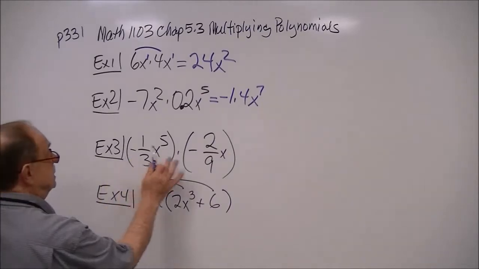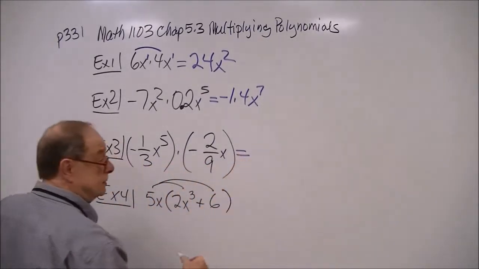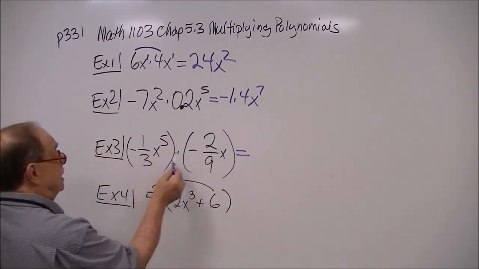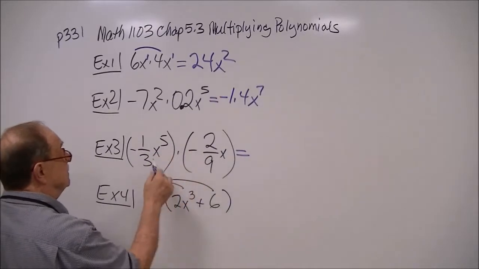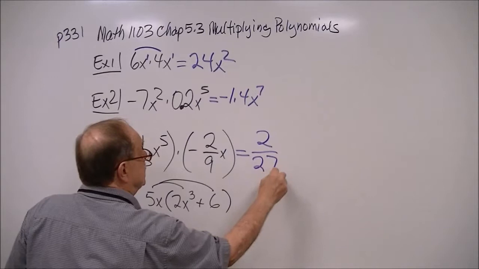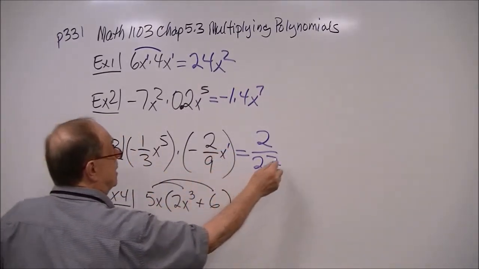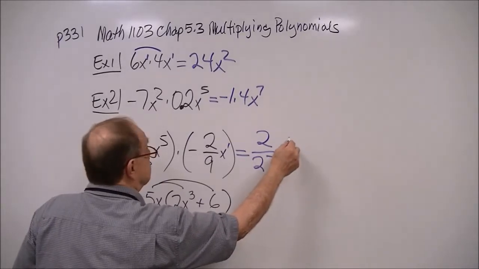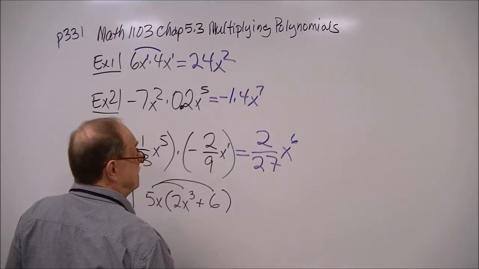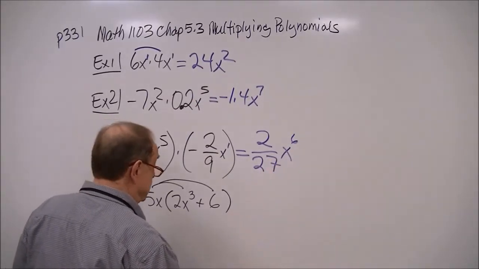Here again, we're watching the signs. Negative times negative makes it a positive, so we don't have to worry about the sign anymore. Now, again, there's nothing that we could cancel out. So this is going to be 2 27ths. Keeping in mind there's a 1 there, we add our exponents, x to the 6th. Now remember, this is in the numerator. Don't ever put it in the denominator, because they would count that wrong.